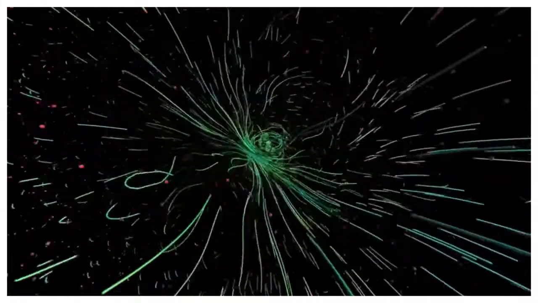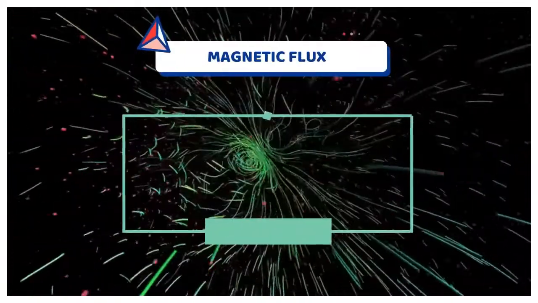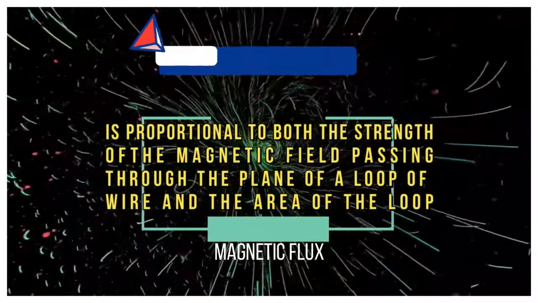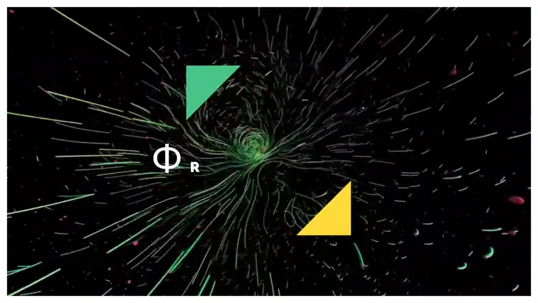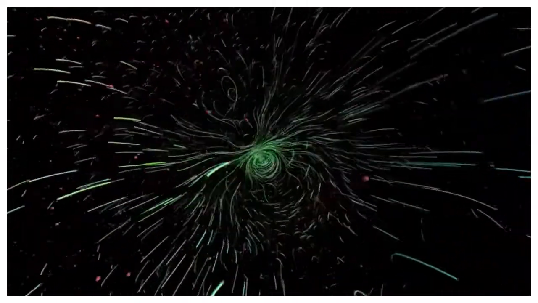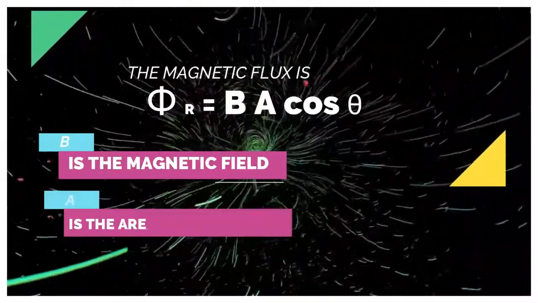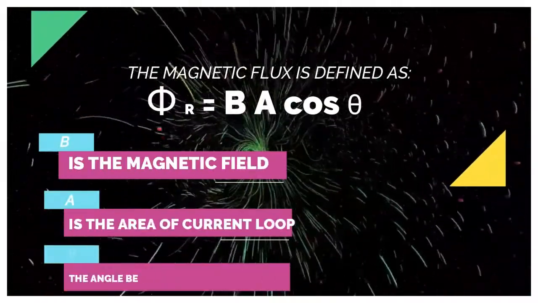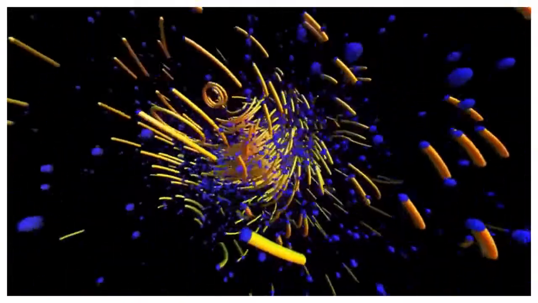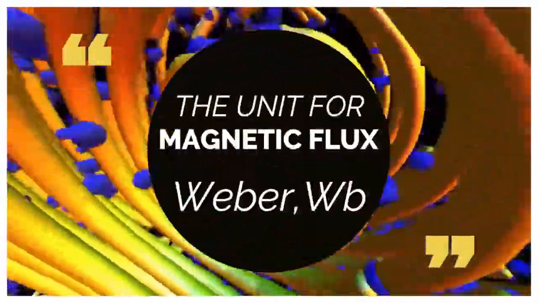So now let's start with the second part, which is magnetic flux. Magnetic flux is proportional to both the strength of the magnetic field passing through the plane of a loop of wire and the area of the loop. So we can define the magnetic flux as Φ equals BA cos θ. B is the magnetic field, A is the area of the current loop, and θ is the angle between the direction of B and A. The unit for magnetic flux is the Weber, Wb.